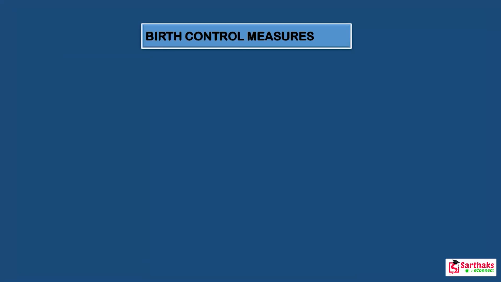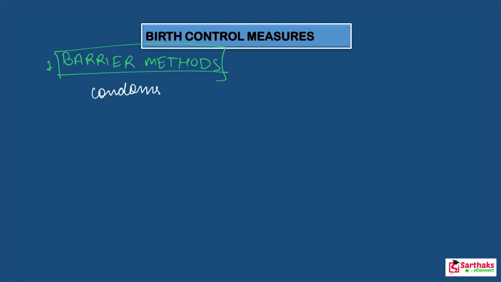So the first method is known as the barrier method. Let me explain the barrier method. In the barrier method of preventing pregnancy, physical devices such as condoms and diaphragm or a cap are used. Got it? So what is the role of condoms here?